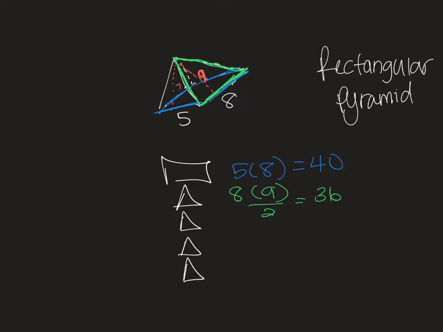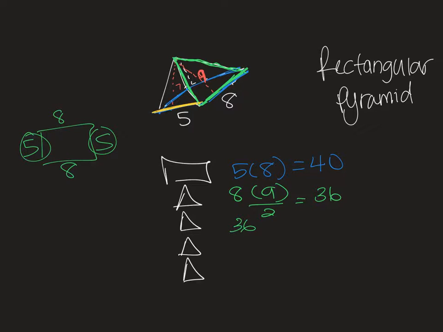Now think about a rectangle. So if I have a rectangle and we have 5, 8, 5, 8, we know that the two sides are the same. So that means that if the right side of this rectangular pyramid is 36, then the left side is also going to be 36 because two of the sides are the same on a rectangle. And then the same goes for the other side.